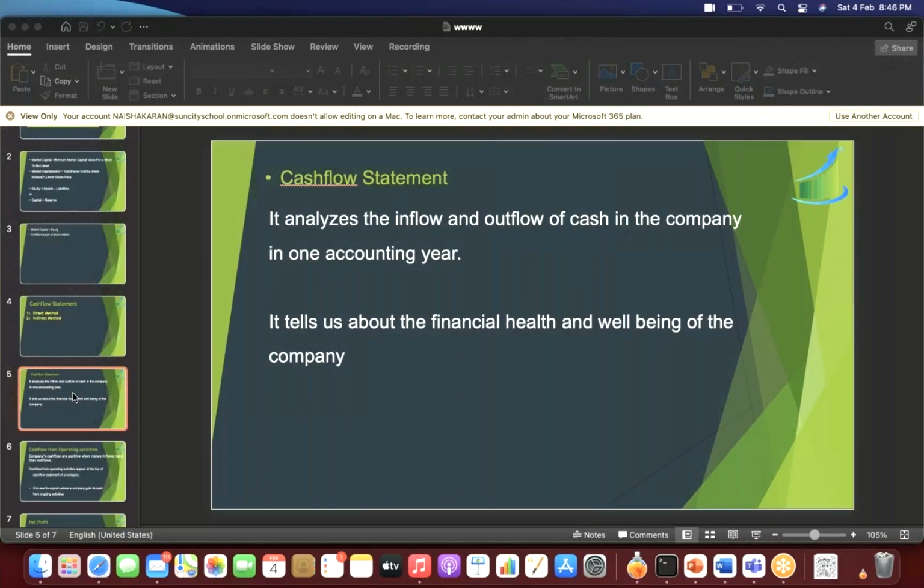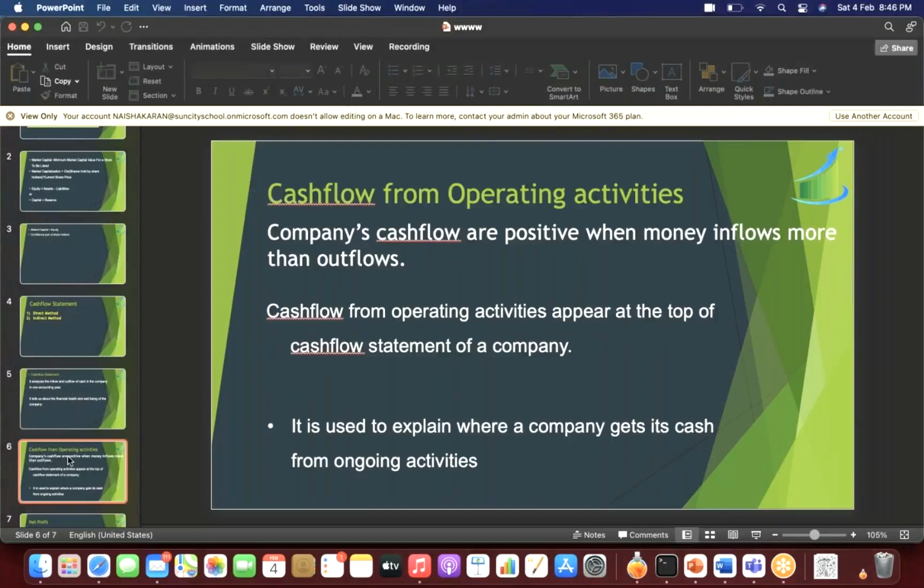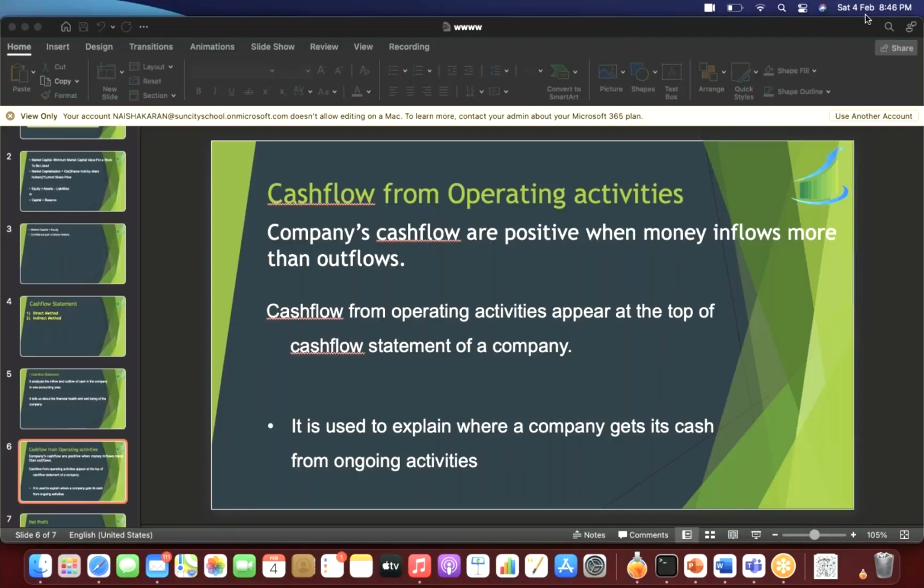Okay. Now, the first part, as I told you, the cash flow statement is divided into three parts. The first part is cash flow from operating activity. When I say operating activity, that is from my business activity. That is the meaning of operating activity. Operating means the business that I am doing, whether there is more inflow or more outflow of cash.